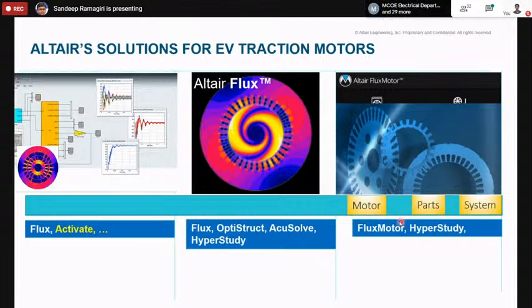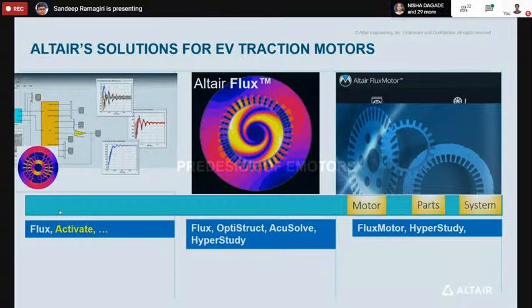At the concept phase, we will be using Flux Motor and HyperStudy, and in the detailed stage, we have Flux, OptiStruct, AcuSolve, and HyperStudy to do the electromagnetic, structural, and CFD simulations, that is the thermal simulation. And then we will use Flux and Activate to do the system level simulation. These are the set of software that we will use for designing electrical rotating machines addressing the multi-physics.